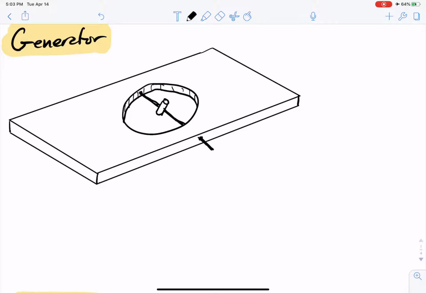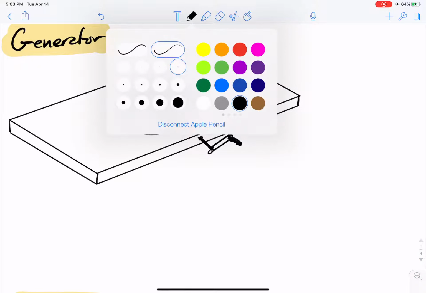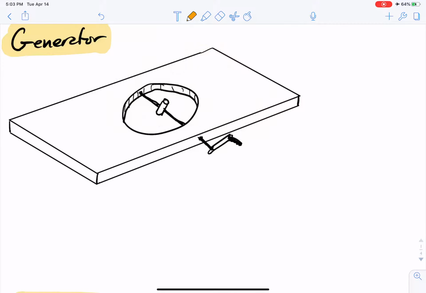Okay, I'll put a little crank handle out here so that we can turn the magnet. Okay, now we're also going to add a wire. So we're going to take a wire from off the edge of the table here, and then we'll just go around the edge of the hole. And then back off.